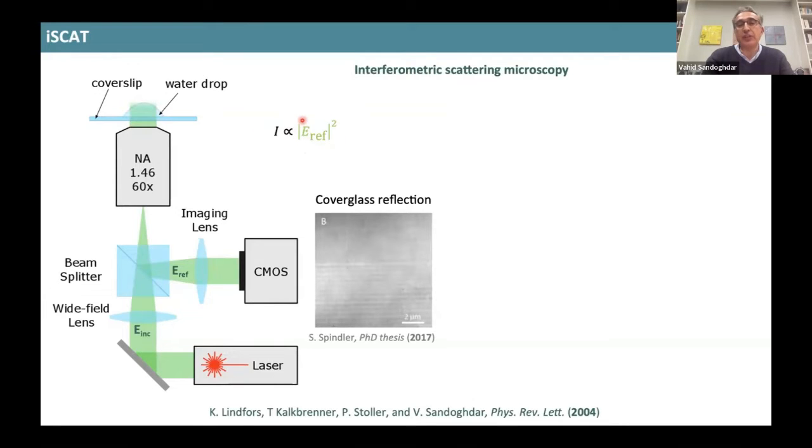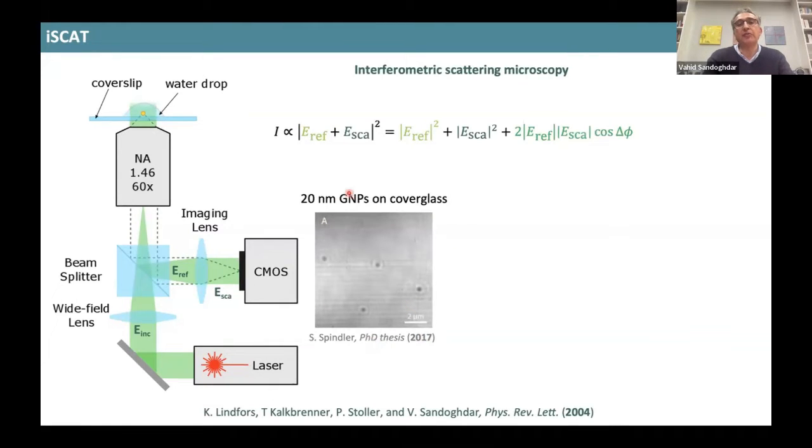That will give us one intensity, and if you just look at the cover glass, you will get an image like that. And now if you put 20 nanometer gold particles on the cover glass, the overall signal is going to look like this, because it's the sum of the electric field from the particle and the electric field from the substrate. The two add up. And you can then write the same thing for the intensities. It's not so important right now.